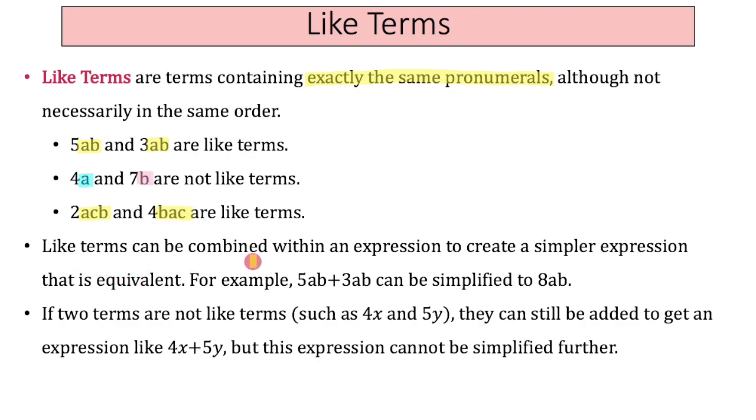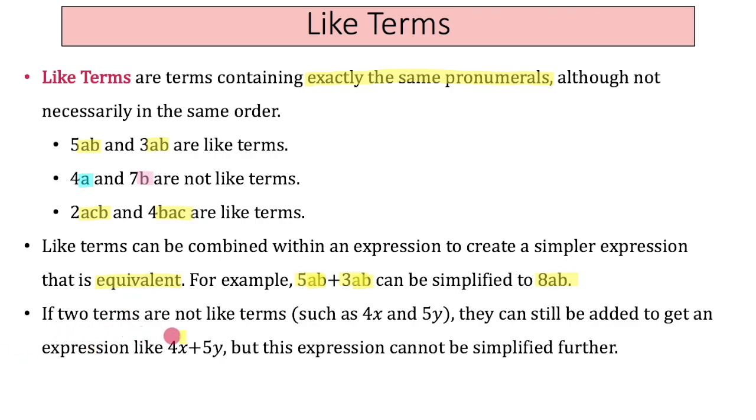Like terms can be combined within an expression to create a simpler expression that is equivalent. For example, 4ab plus 3ab can be simplified to 7ab. And this is what we saw in our chocolate example. We are combining our like terms together. So 5ab plus 3ab is 8ab. And what we're creating is equivalent expressions. And we're going to talk more about that later, but we've encountered this word before.